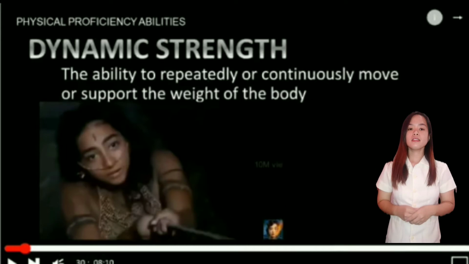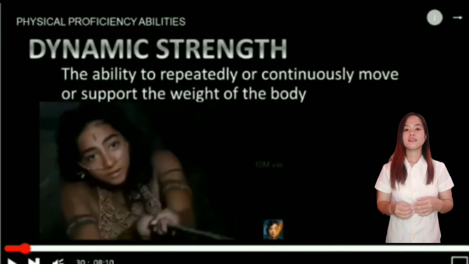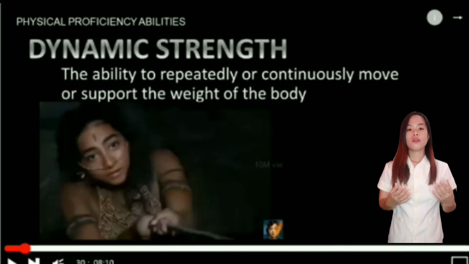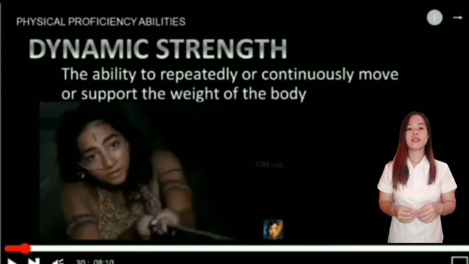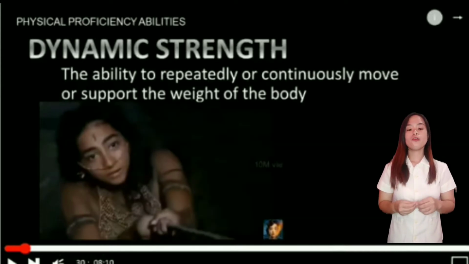Next is the dynamic strength. As you can see in this scene, the wife of the actor is trying to escape and she uses a rope to lift her body. So this is an example of dynamic strength because it is the ability to repeatedly or continuously move or support the weight of the body.